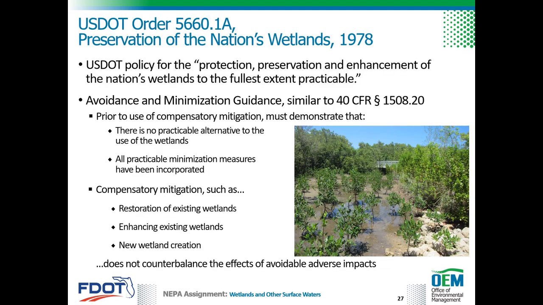The U.S. DOT Order 5660.1A, Preservation of the Nation's Wetlands, provides similar guidance regarding avoidance and minimization strategies prior to the use of compensatory mitigation for unavoidable wetland impacts. This policy requires demonstration that there is no practicable alternative to the use of the wetlands and that all practicable measures to minimize harm to the wetlands have been included.